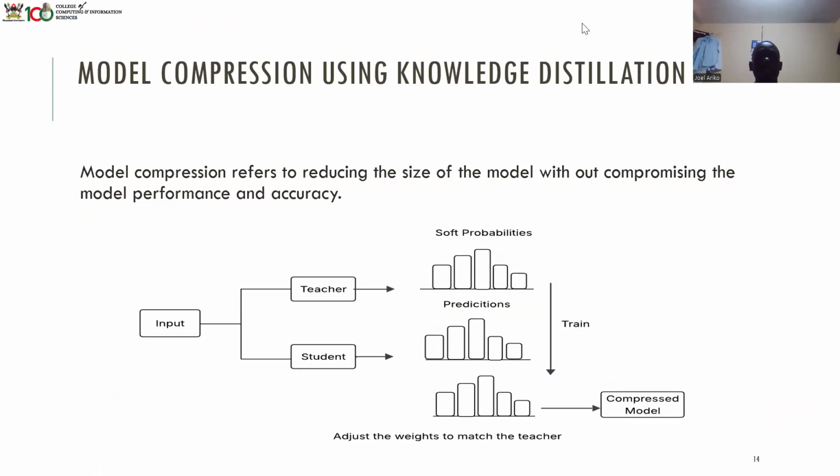So also we did model compression, particularly knowledge distillation. Of course, model compression refers to reducing the size of the model without compromising performance and accuracy. As you see the image there, we have the input, the teacher and the student, split with those soft probabilities. You will train it. The student learns from the teacher, and you finally get what we call a compressed model. You can adjust weights, of course, to match the teacher in order to achieve the performance and accuracy of the teacher.